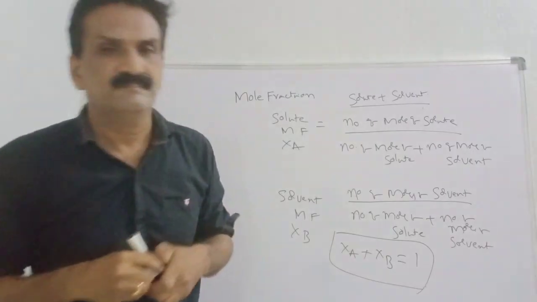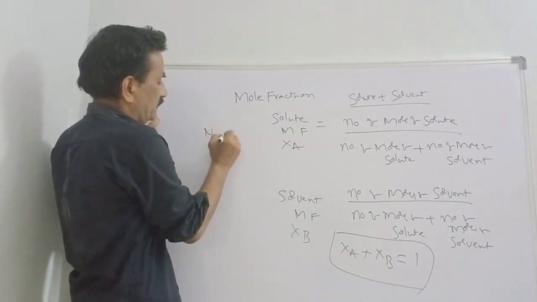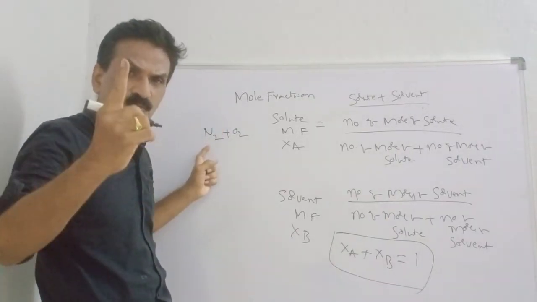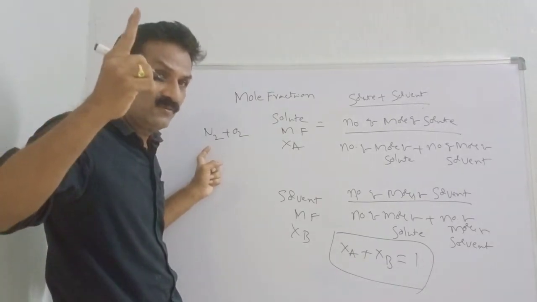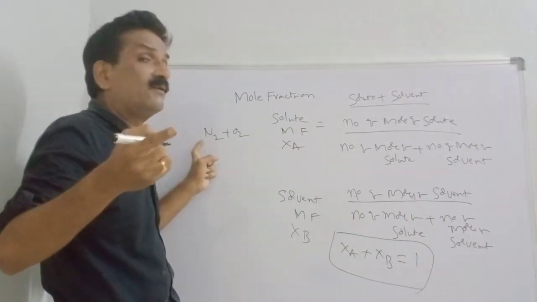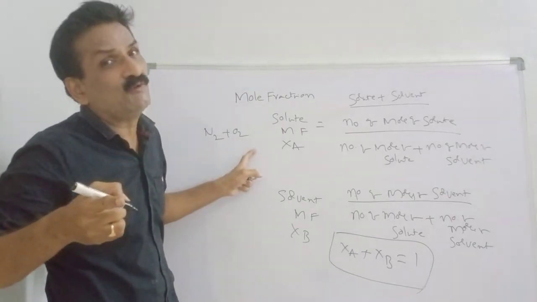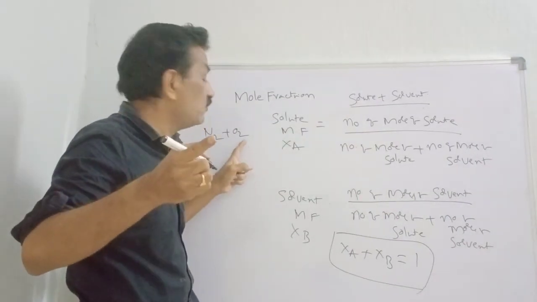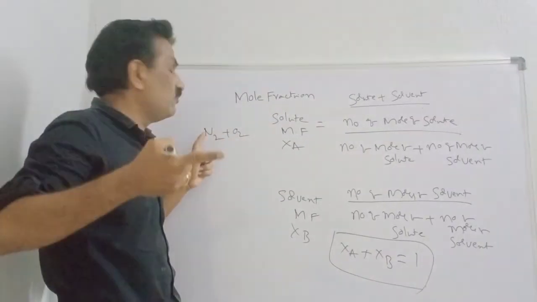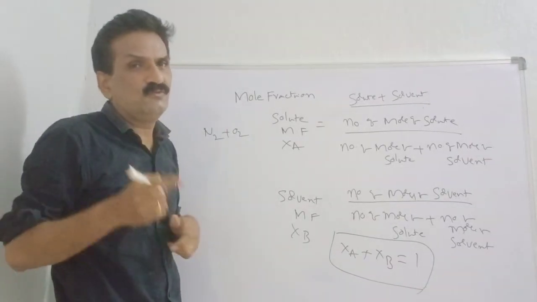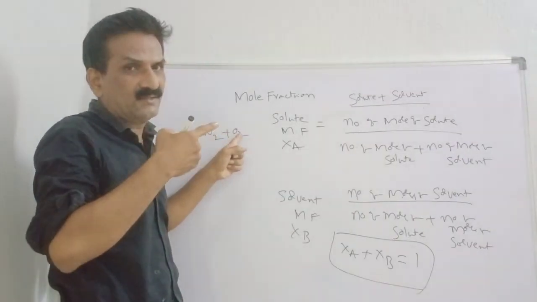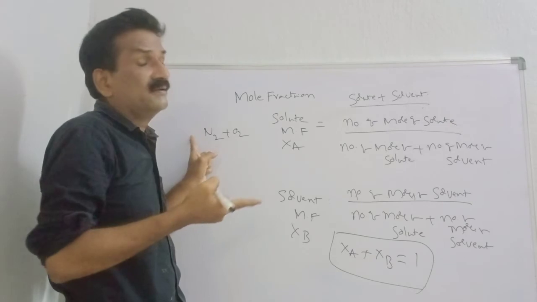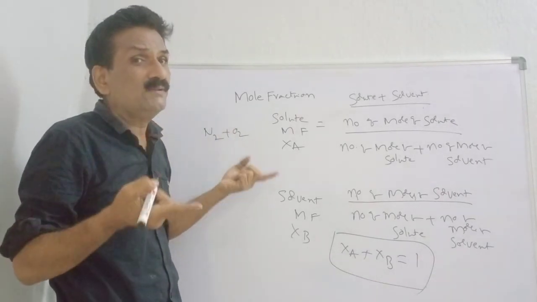Thank you. If you have a mixture of N2 plus O2: for N2 mole fraction, number of moles of N2 upon number of moles of N2 plus number of moles of oxygen. For oxygen mole fraction, number of moles of oxygen upon number of moles of N2 plus number of moles of oxygen, that is nitrogen moles plus oxygen moles. Thank you.